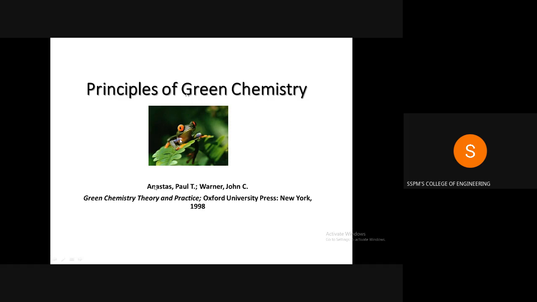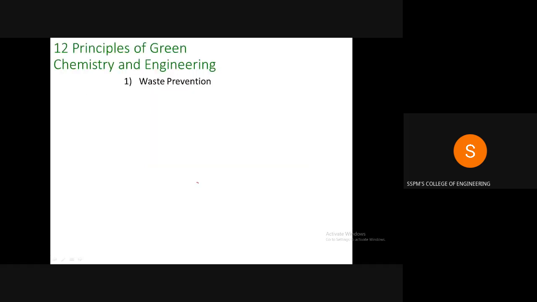So the 12 principles of green chemistry and engineering. First one is waste prevention. Second one is atom economy. It is a very important principle, atom economy. According to CET, other principles are theoretical. But atom economy is a numerical based principle. So yachyamadhye tumhala numericals vicharu shakta. So atom economy is a very important principle.